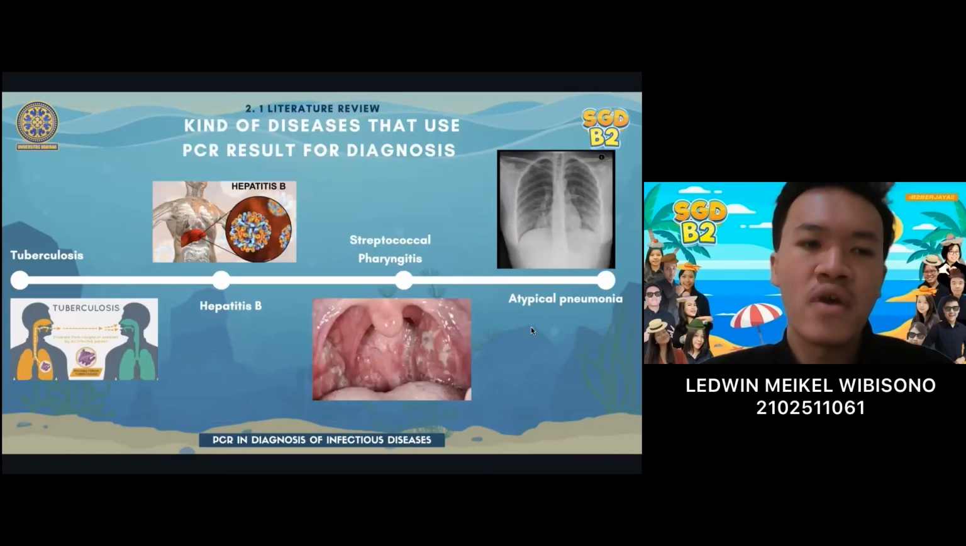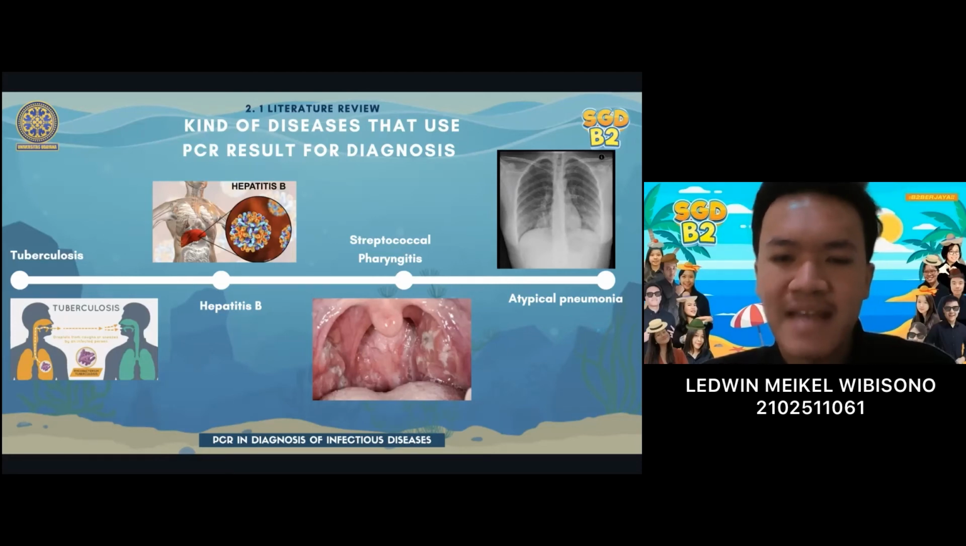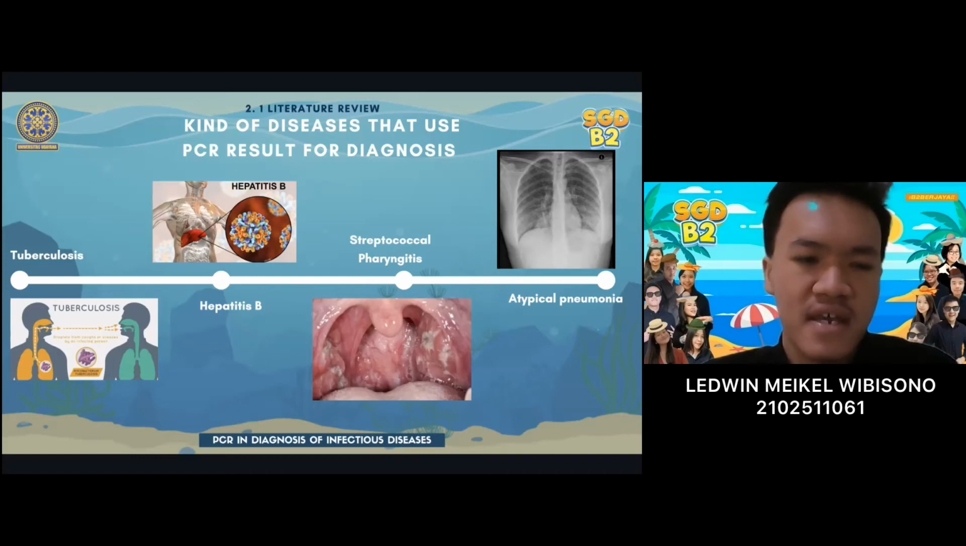Now I'm going to continue my friend's explanation about kinds of diseases that use PCR results for diagnosis. Atypical pneumonia. Atypical pneumonia is mainly caused by Chlamydia pneumoniae, Mycoplasma pneumoniae, and Legionella. This disease can be diagnosed using multiplex PCR.